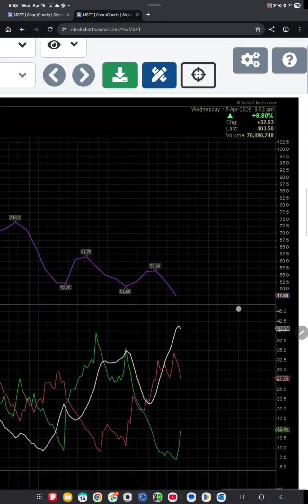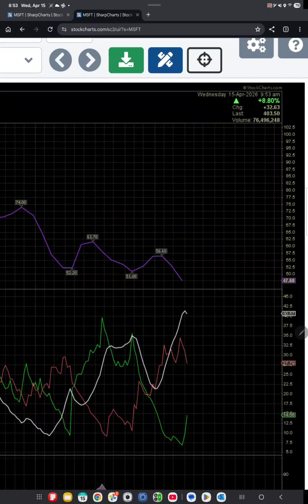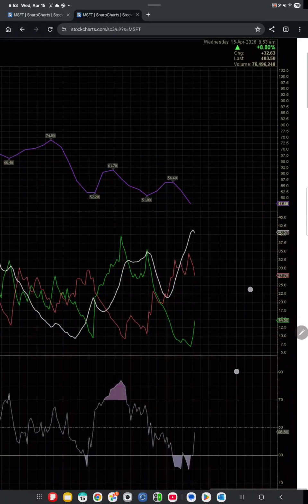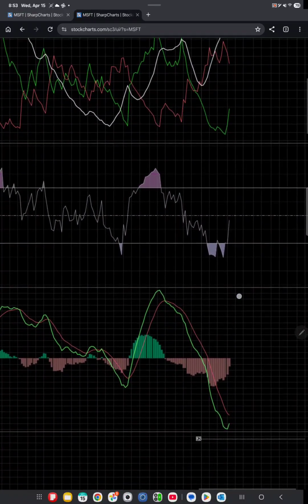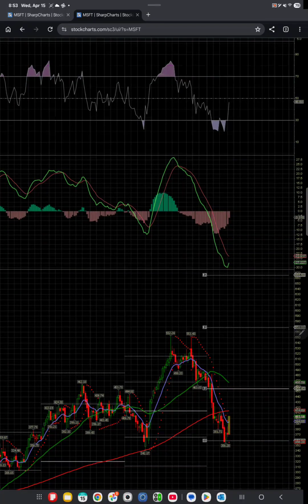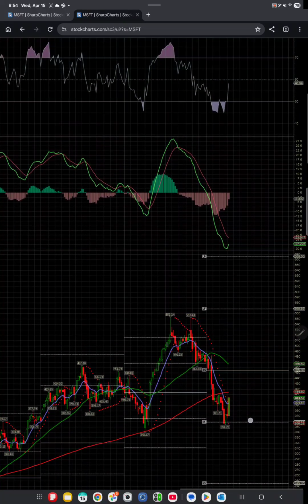All right, so far it's up this week. It's up by 8.80%. Again, Wednesday, April 15. I'm going to zoom out and see the set of three things again, just like the daily chart. RSI on top, MACD is in the middle, and the candlestick on the bottom.